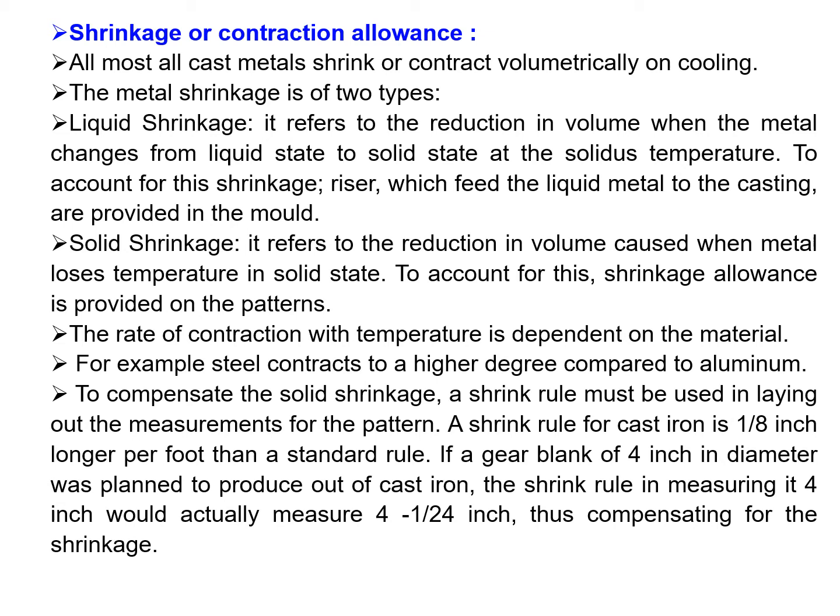And solid shrinkage refers to the reduction in volume caused when metal loses temperature in solid state. This shrinkage allowance is provided on the mould pattern. The rate of contraction with temperature depends on the material. For example, steel contracts to a higher degree compared to aluminum. Next slide.